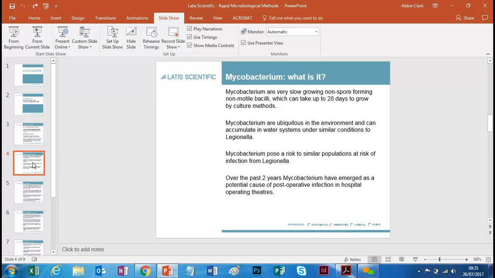And they pose a risk to similar populations at risk of infection from Legionella, although typically a non-tuberculous Mycobacterium infection isn't as immediately life-threatening as Legionnaires' disease. And over the past 2 years, they've emerged as a potential cause of post-operative infection in hospital operating theatres.